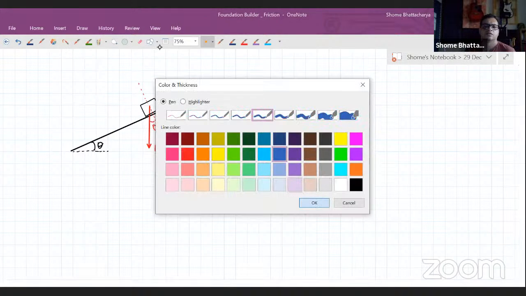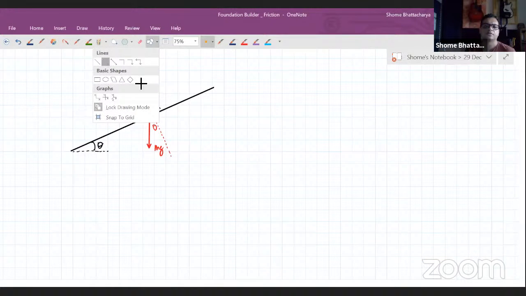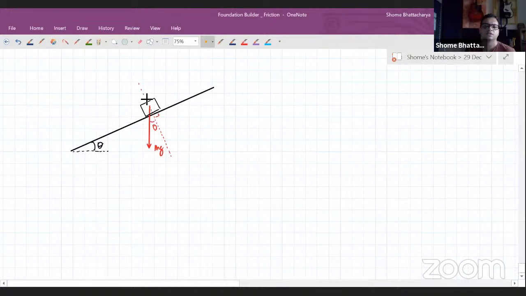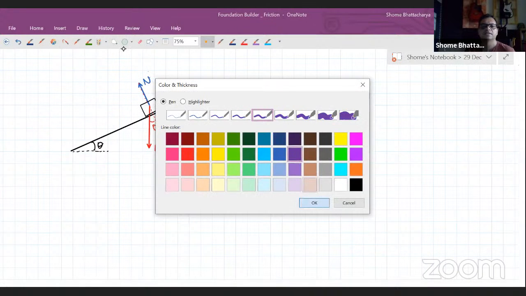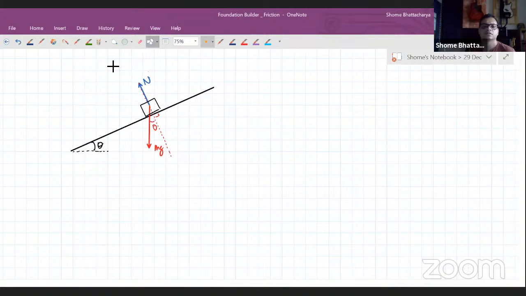Okay. Normal reaction will of course act perpendicular to the inclined plane, like this. Okay. And in this case, whatever friction acts, whether it is static or kinetic, it will act like this. So this is friction. Now we don't know whether it is static or kinetic. We don't know whether the block is accelerating or not. So to begin with, this is your force diagram.